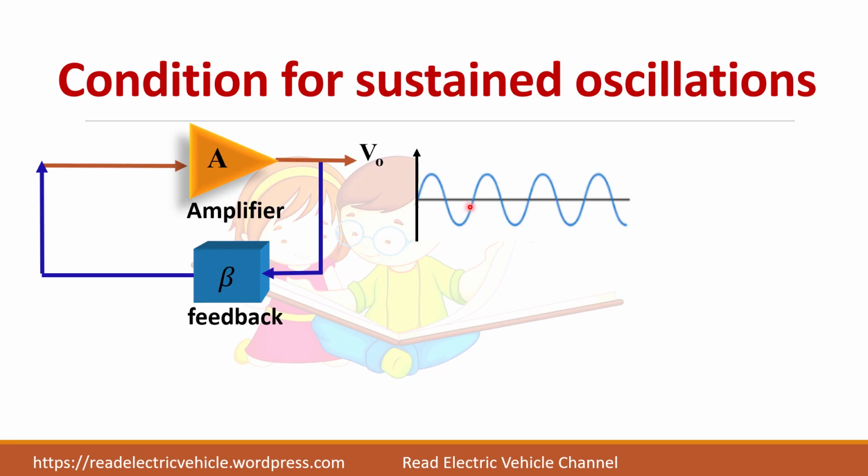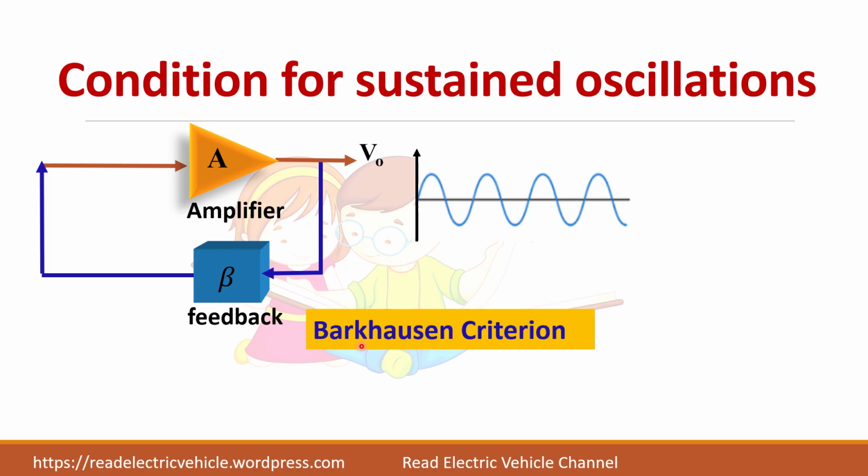Is it easy to get a sustained oscillation? No, because we need to satisfy some conditions to get the waveform like this. The criteria is given by Barkhausen Criterion. The first one states that the total loop gain, that is the amplifier and the feedback circuit, the total loop gain should be equal to 1. What does it mean? This particular waveform has A beta equal to 1.